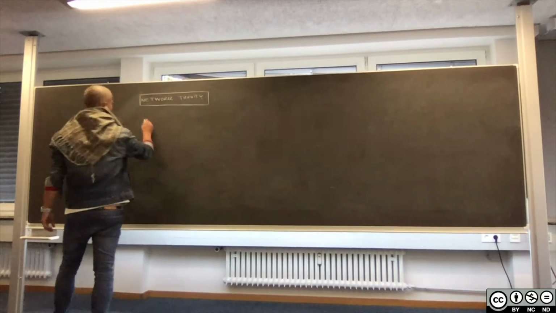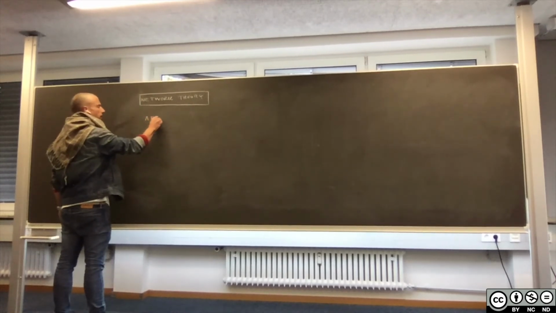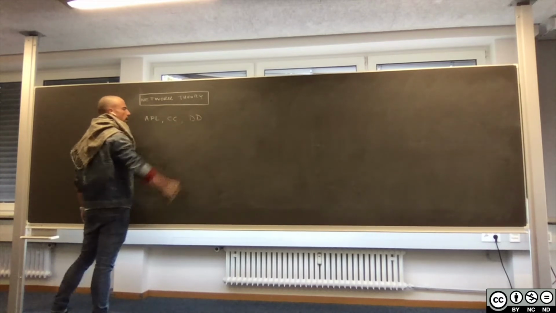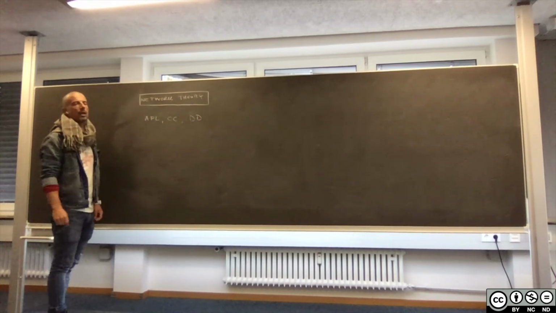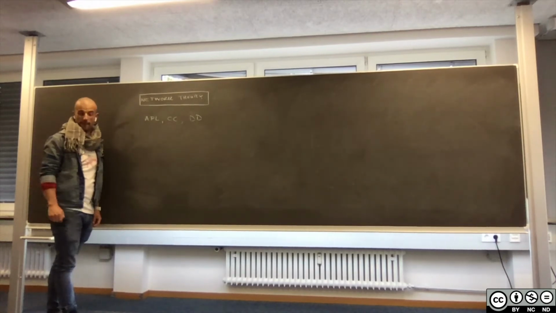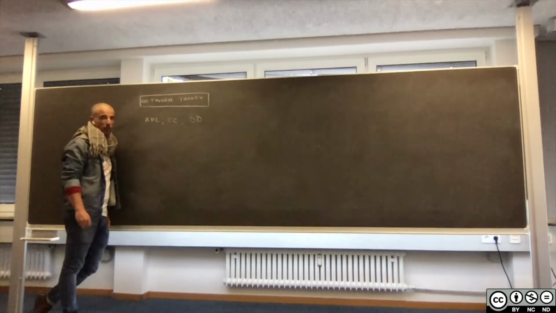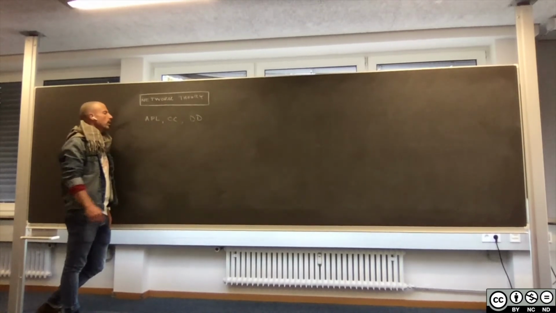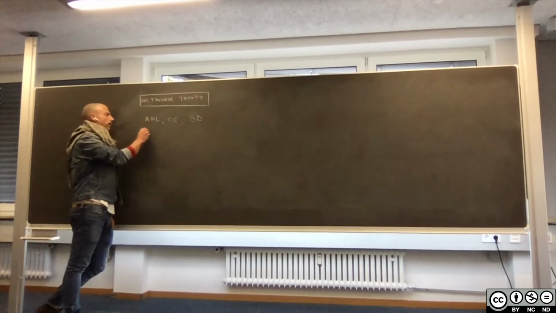APL, clustering coefficient, and DD. With these three KPIs or three numbers, we can describe a network in a very good way. Please put your telephone away. Thank you. So what do we want?